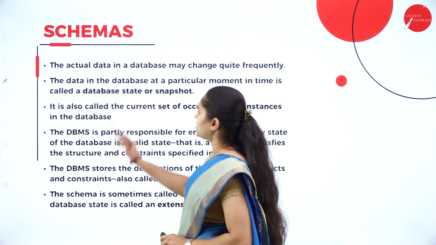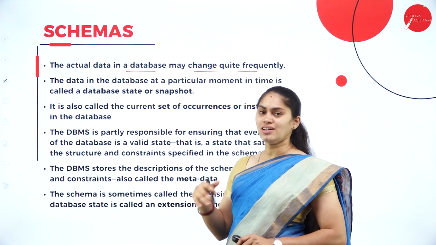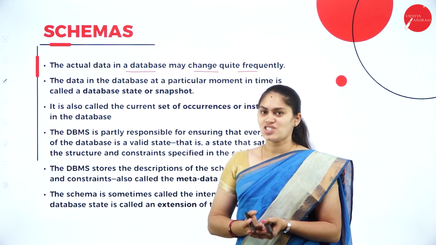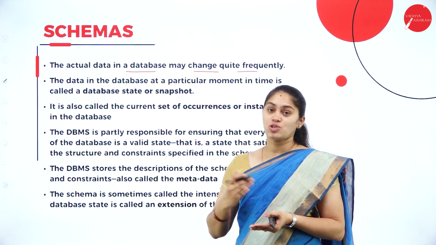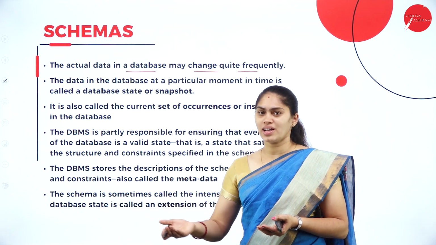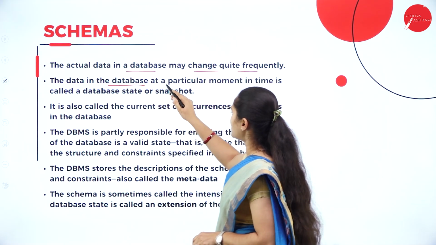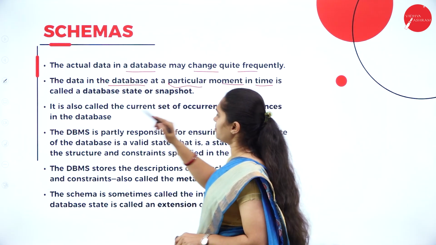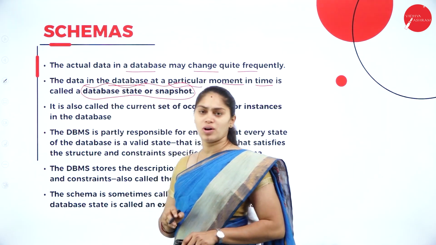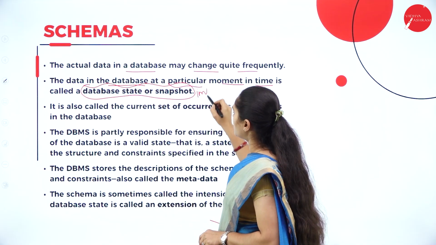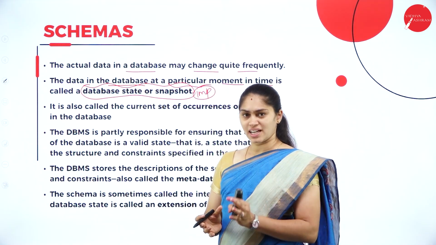Here, the actual data in the database may change quite frequently. As I told earlier, if I consider a college as a schema, that should not get frequently altered. But the students, whoever is coming in and going out, may change frequently. So the data in the database at a particular moment in time is called a database state or snapshot. Very, very important content here: what is schema and what is database state.